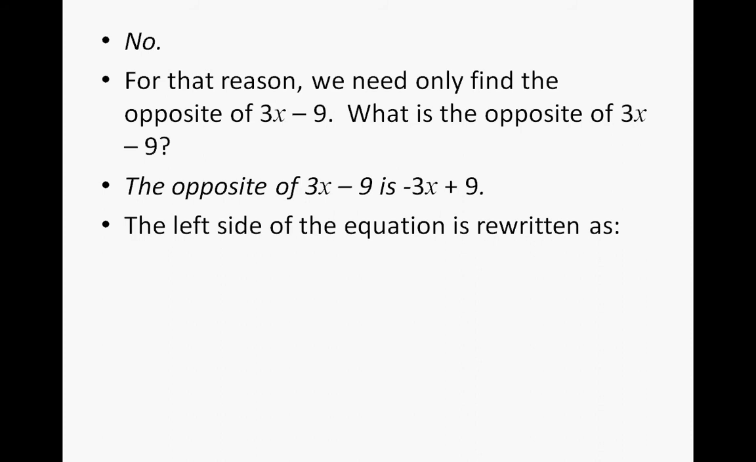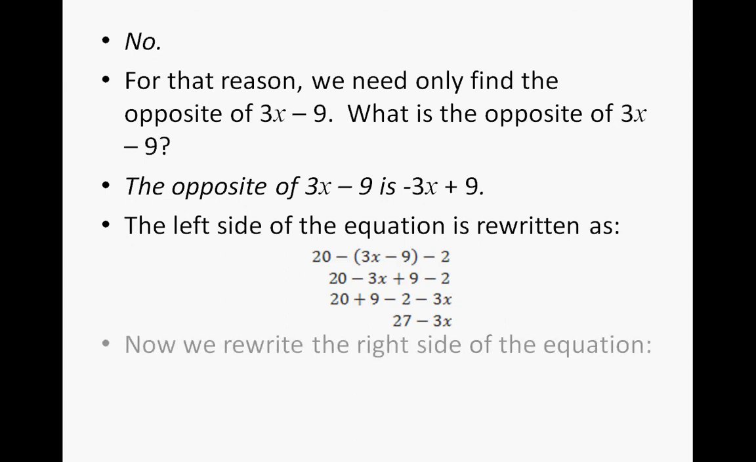So the left side of the equation, 20 minus the quantity of 3x minus 9 minus 2, is now 20 minus 3x plus 9 minus 2. And then simplifying the constants, we get 27 and then minus 3x. Now rewrite the right side of the equation. If we have the opposite of negative 11x plus 1, then that would become 11x minus 1. So now the transformed equation is 27 minus 3x equals 11x minus 1.